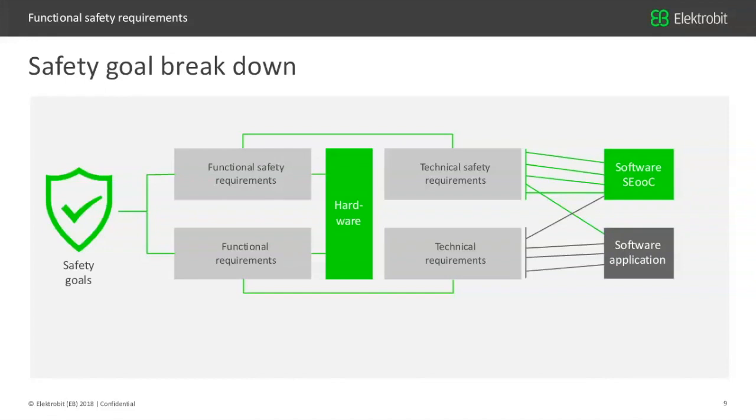So to get to your functional safety requirements and also your functional requirements, you usually start with a functional feature definition, high-level feature definition, and your safety goal. Out of these two inputs, you derive, on the one hand, functional requirements, and on the other hand, functional safety requirements. Basically, these two have influence on your hardware design, so that defines which microcontroller you should use, what kind of redundancy should be built in.